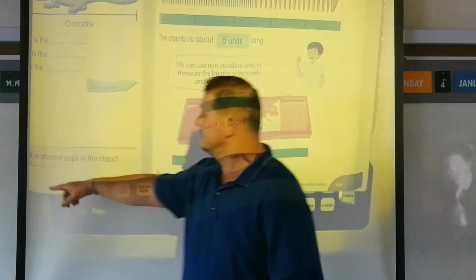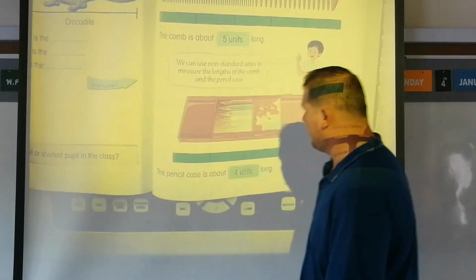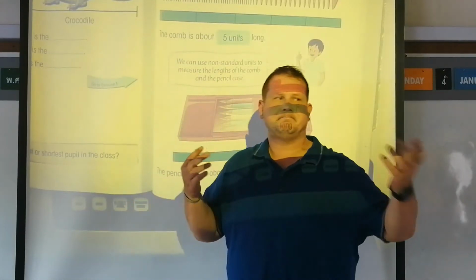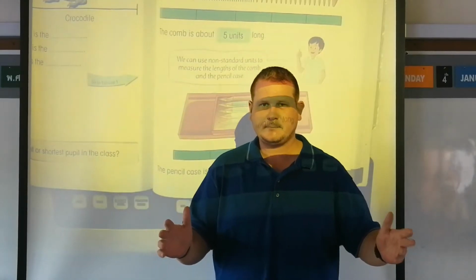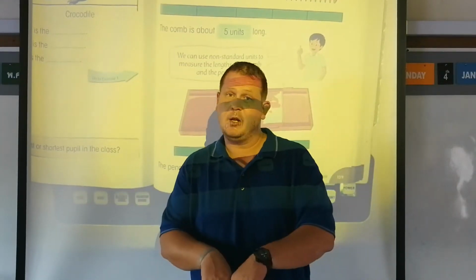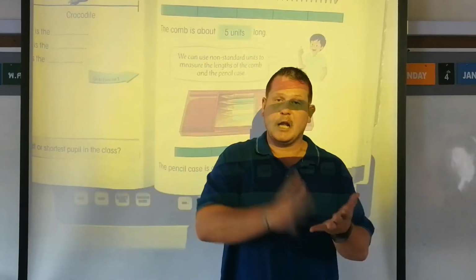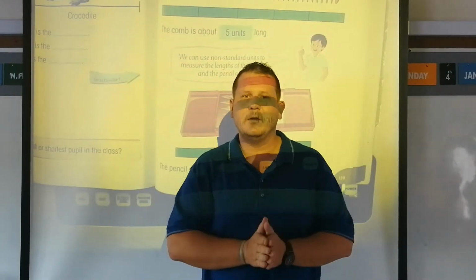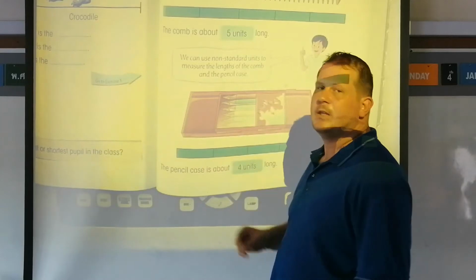You can measure how many units this board is, or how many units your table is. You can measure anything as long as it's small, right? Because you can't really use these units to measure the distance between Lobuli and Bangkok. Can't do that, right? Then you have to use standard units like kilometers, or even meters, but the more standard one for that type of distance is kilometers. But when it's something small, you can use the units.